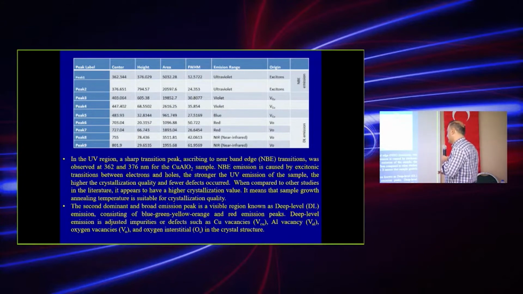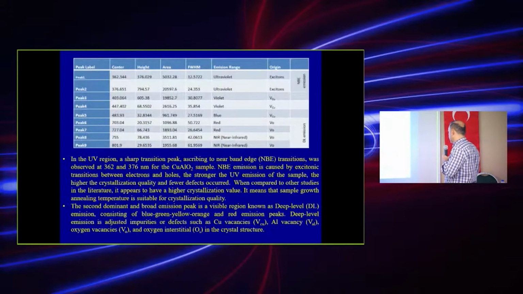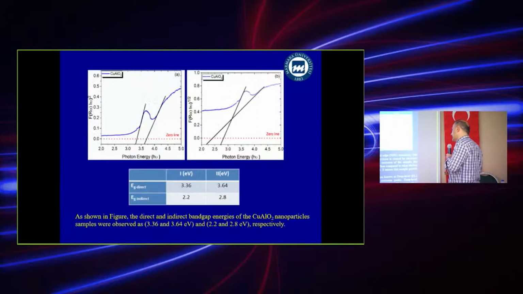So we also have the second dominant emission peak, and the fourth, in the visible region, known as deep level emission. It consists of blue, green, yellow, orange, and red. This one right here, 6, 7, 8, and 9 in the PL measurements. Deep level emissions are just impurities or defects such as copper vacancies, aluminum vacancies, and oxygen vacancies.